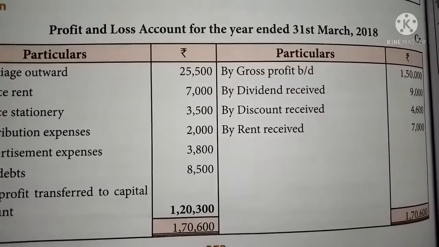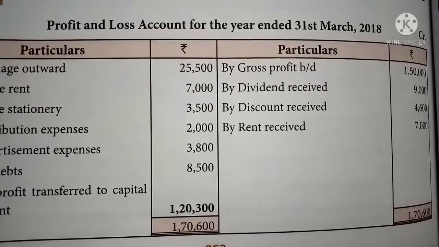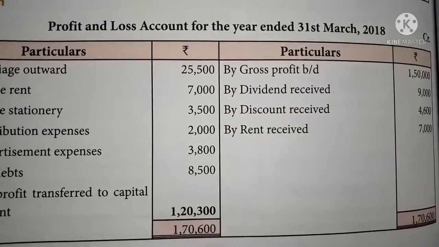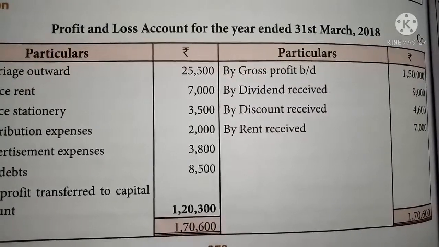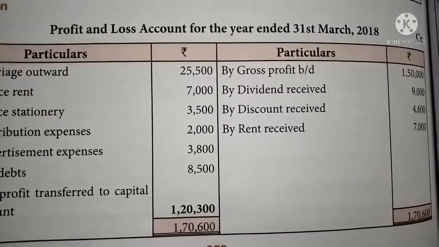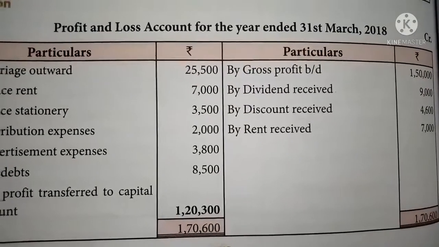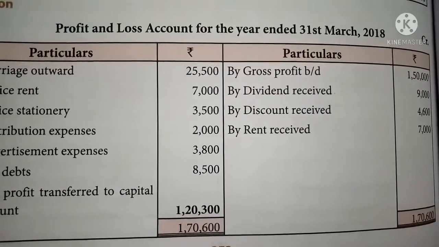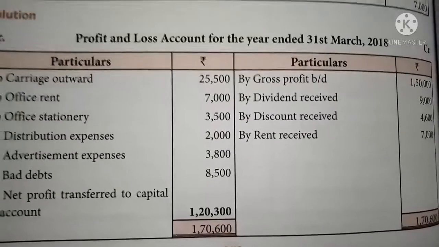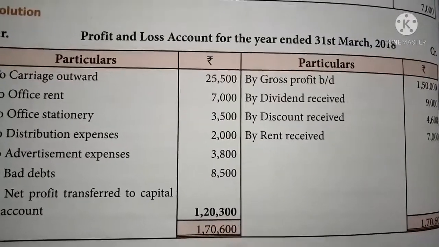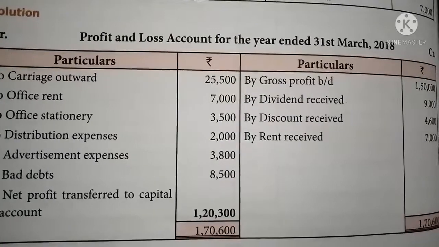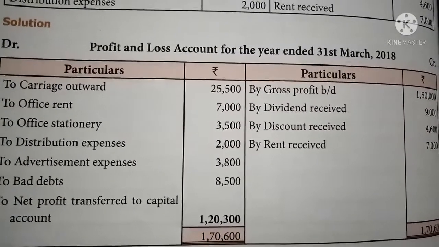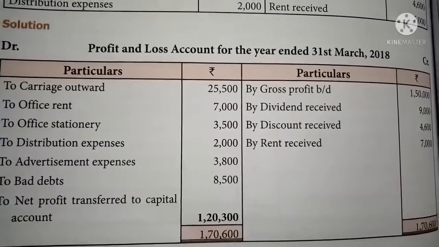And you can write the highest total on both sides, 1,70,600 and 1,70,600. From the highest total, you subtract the least total, that is 50,300. So from 1,70,600, you should subtract 50,300. The net answer is 1,20,300. That 1,20,300 is considered a net profit because the credit total is more than the debit total, that is, income exceeds the expenses. So the answer will be a net profit.